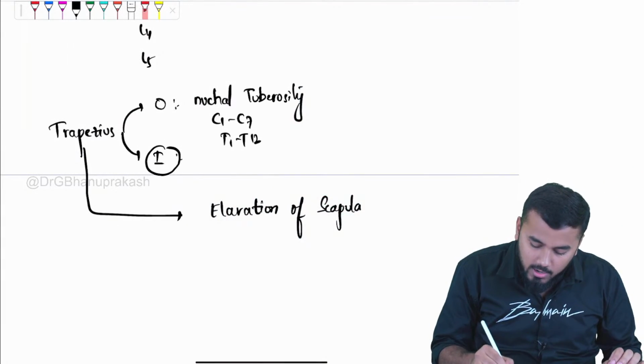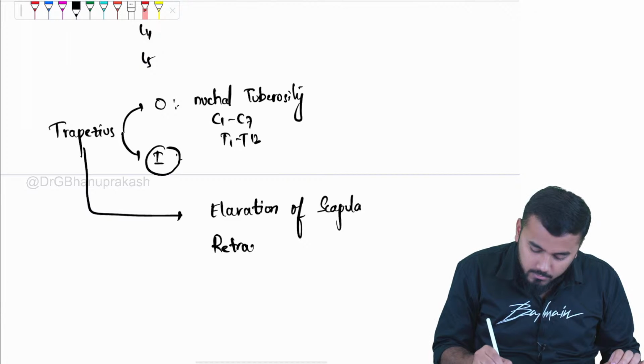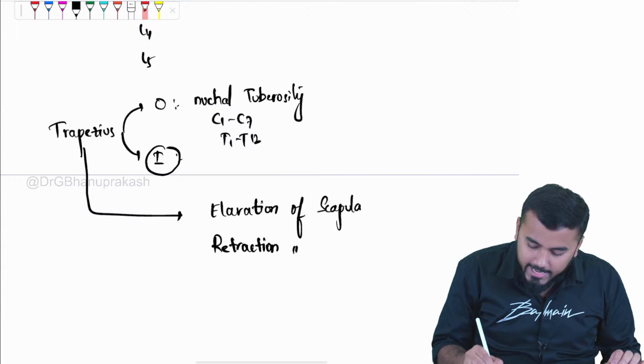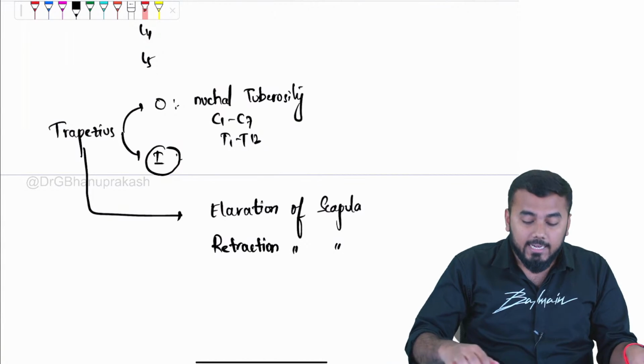Second function: the medial group of fibers are attached like this, right? If I'm pulling them, the scapula moves like this. This is called retraction of scapula.